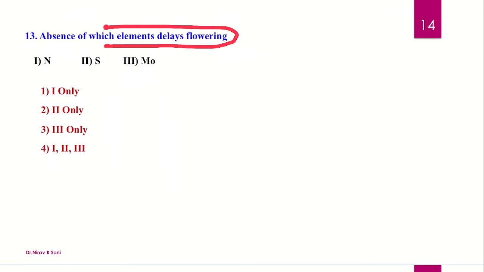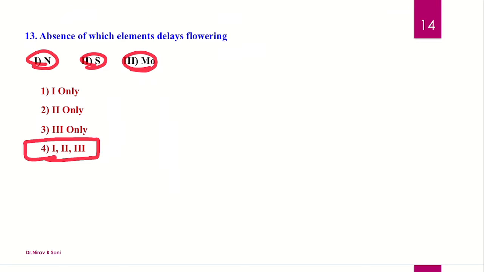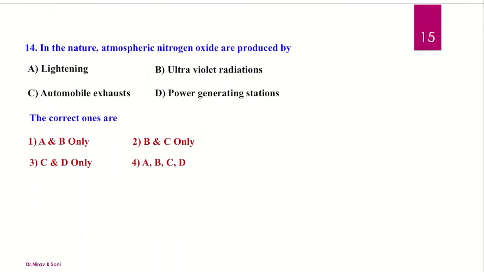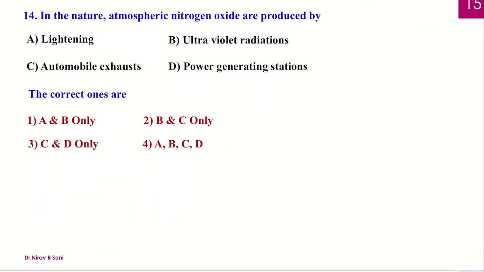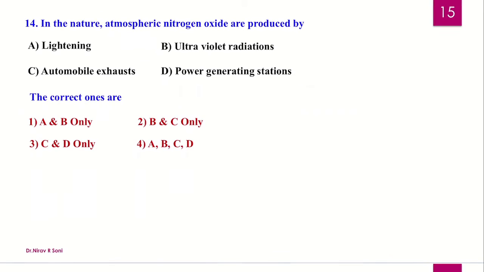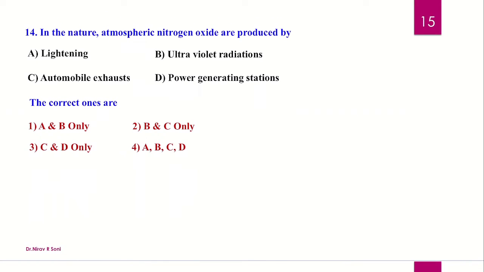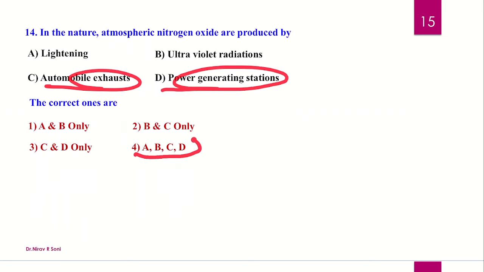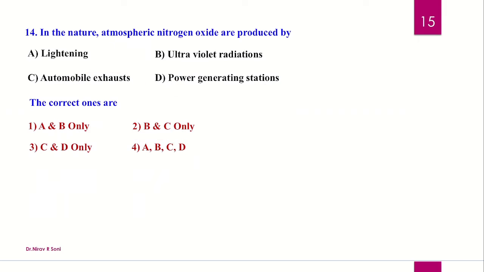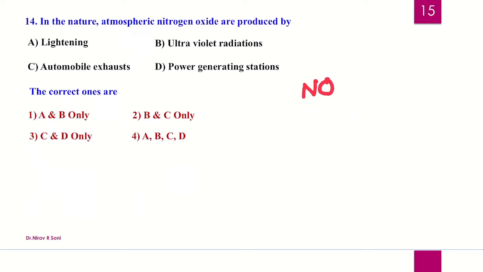Absence of which element delays flowering? Nitrogen, sulfur and molybdenum. These all delay flowering. Question number 14. In nature, atmospheric nitrogen is produced from lightning, ultraviolet radiation, this means UV radiation, automobile exhaust, power generating station, means A, B, C, D. These all are correct to produce nitrogen oxide. It is expressed as NO.